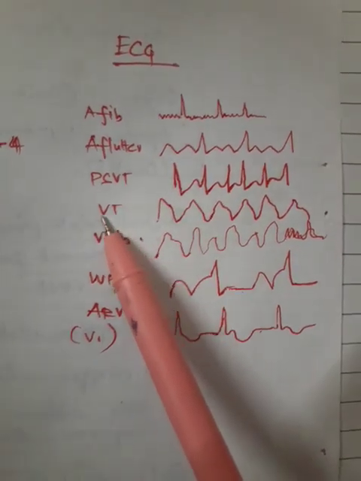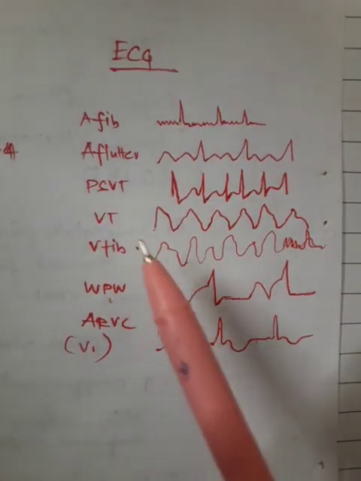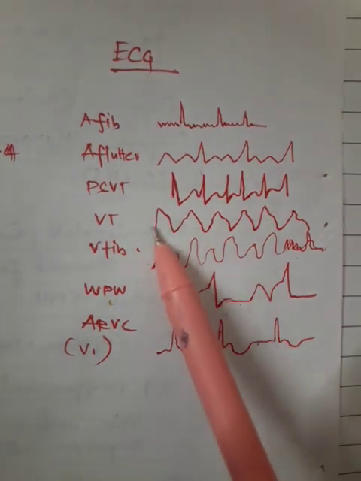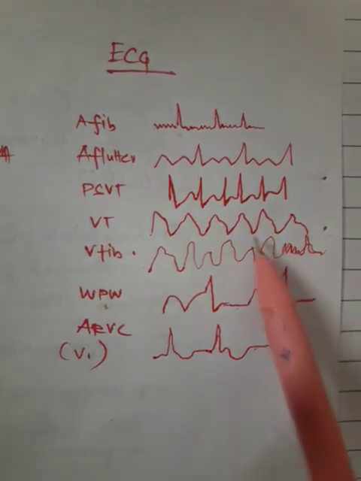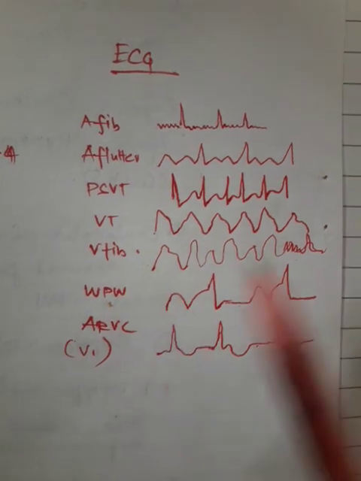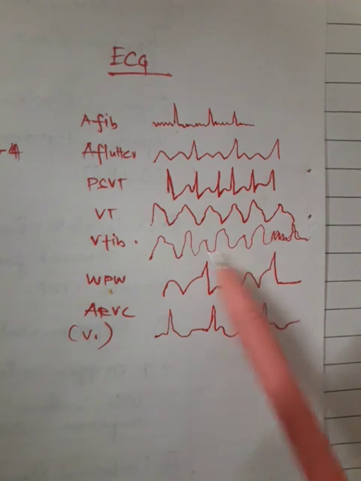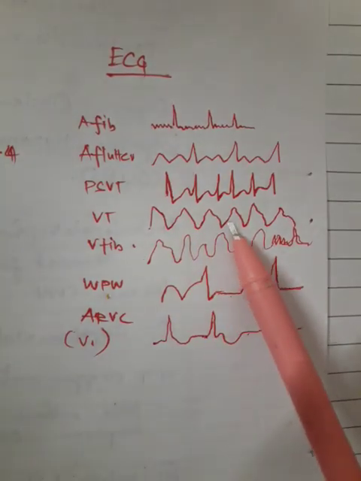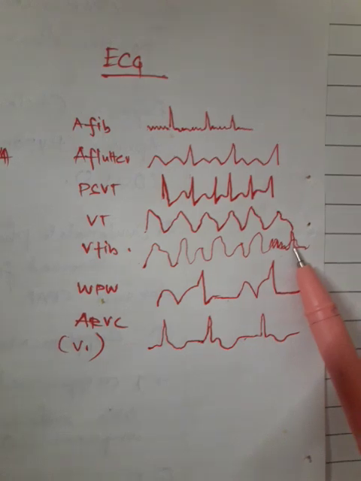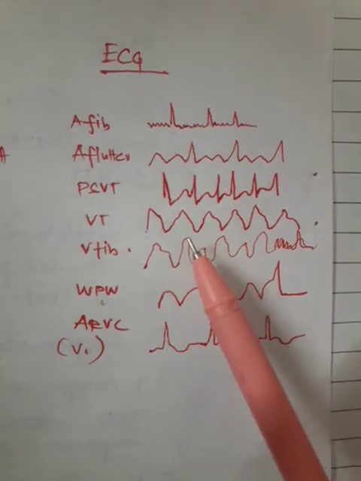Next, ventricular tachycardia and ventricular fibrillation. The main difference is that in ventricular tachycardia, the QRS is broad, both are broad QRS, but this is regular, this is irregular. Okay. See, here same regular QRS, but here the shape changes will be there. These are broad QRS because they are conducting through muscle.